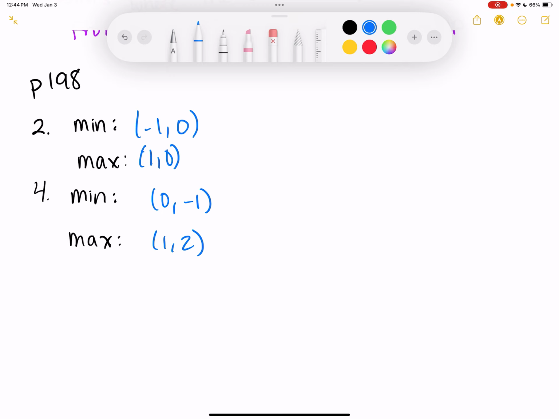You said there's more than 1? Sorry. There are 2 of each. So would 2, 0 be a min? Yes, 2, 0 is a min. Because it's come down and that stopped. It's the down of that line.